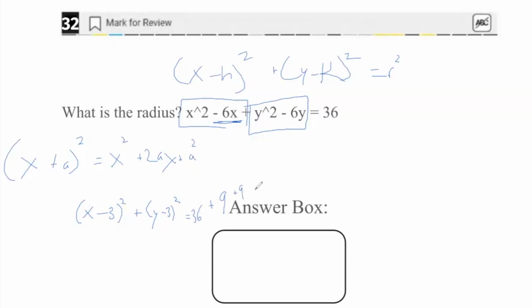So to actually get this into the correct form, we have to do 36 plus 18, which I think comes out to 54. Yeah. So our answer is actually the square root of 54. Because when we add these together, we get 54, and that means r squared is that number.